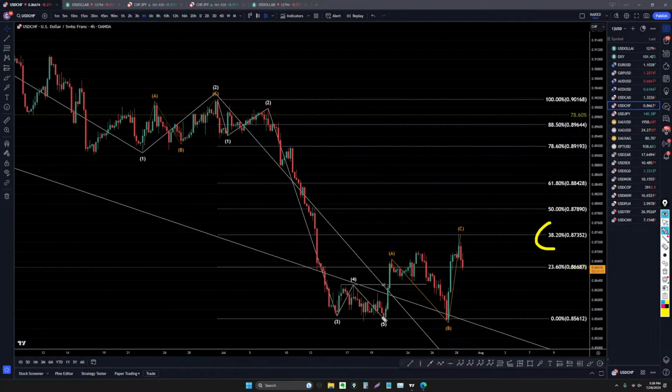Turned right at the 38%. A, B, C down, impulsive up. It looks like it's going down. It should go down and take out these lows and probably go a lot further than that.